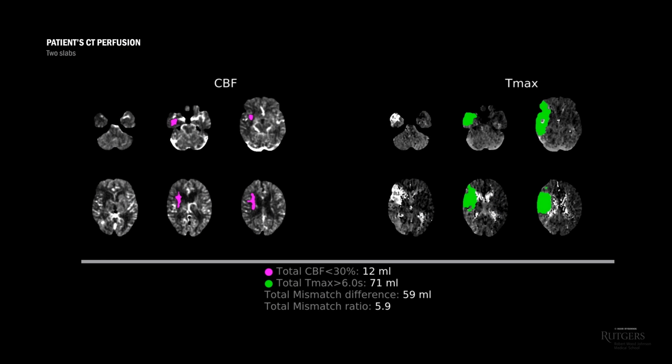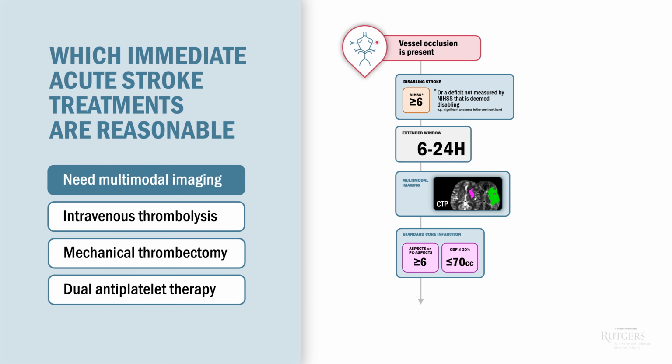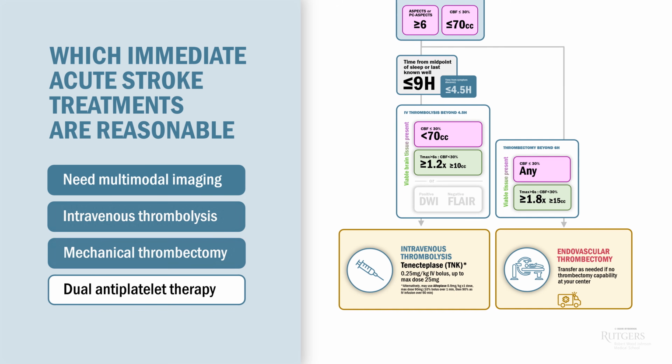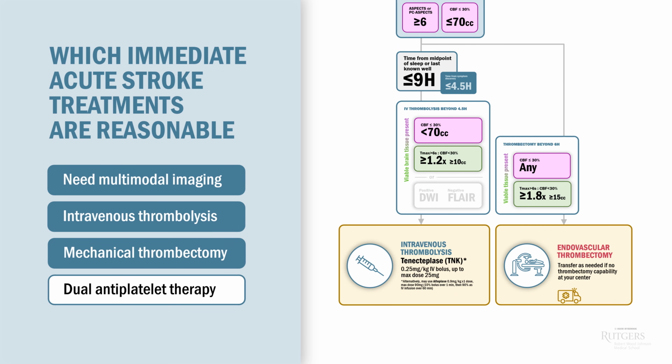Core is 12 cc's, penumbra is 71 cc's, mismatch is 5.9 times, or 59 cc's in total. What now? Right, patient meets criteria for both IV thrombolysis and mechanical thrombectomy. So he got both.